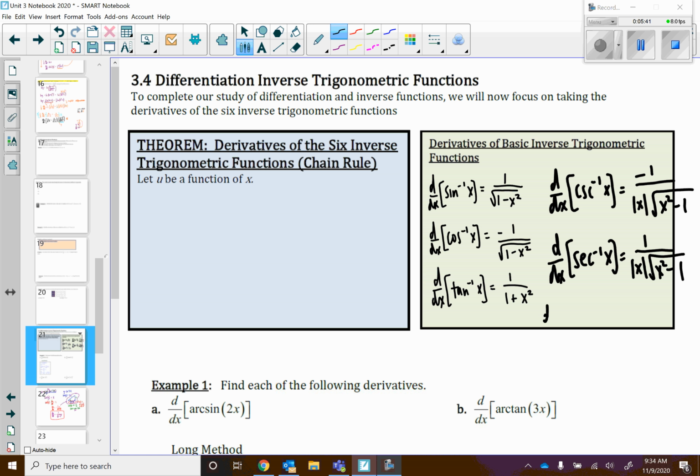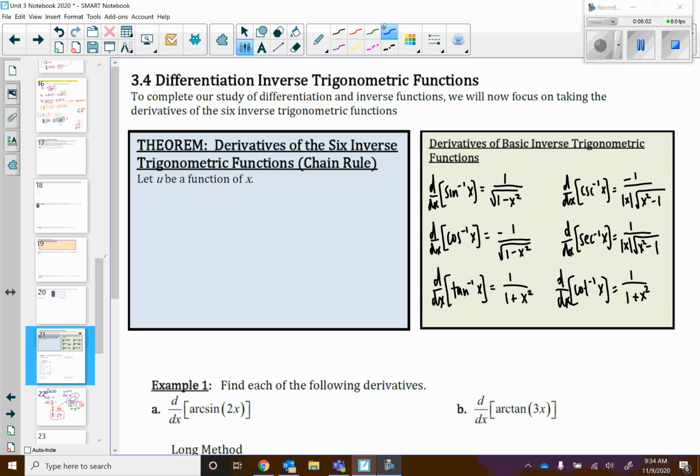And last but not least, the derivative of cotangent inverse. I will move these all in a moment, which is negative 1 over 1 plus x squared. So let me make those look a little nicer.